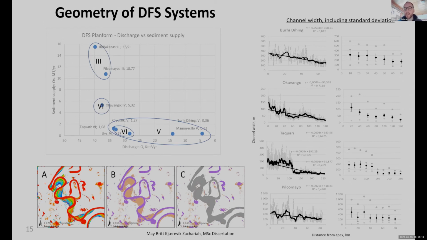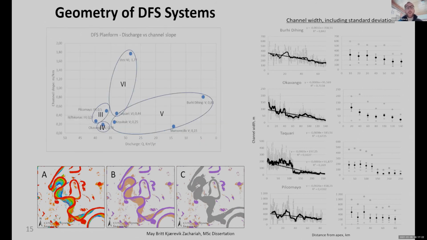And from that information, she's been able to quantify some of that data: how sediment supply versus discharge are related to each other, or channel slope versus discharge. So these are some ways that we can start to integrate that. But there is that quantitative knowledge gap.